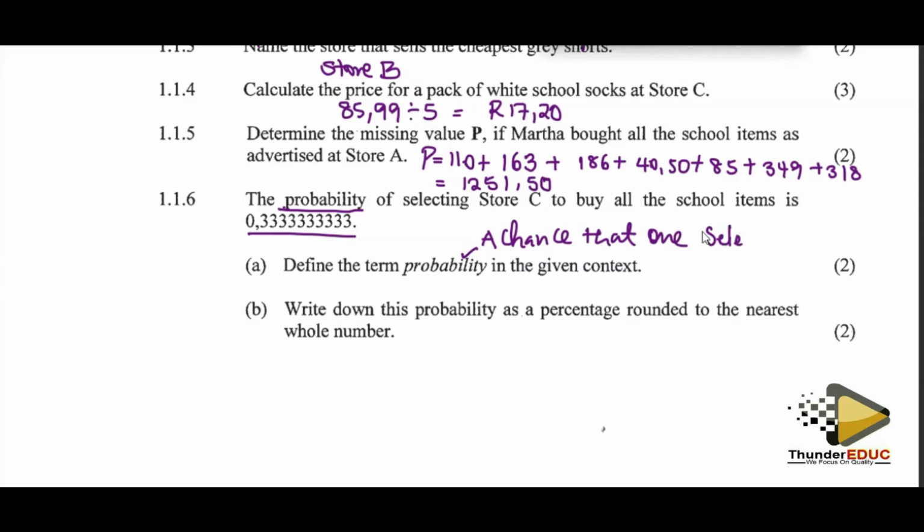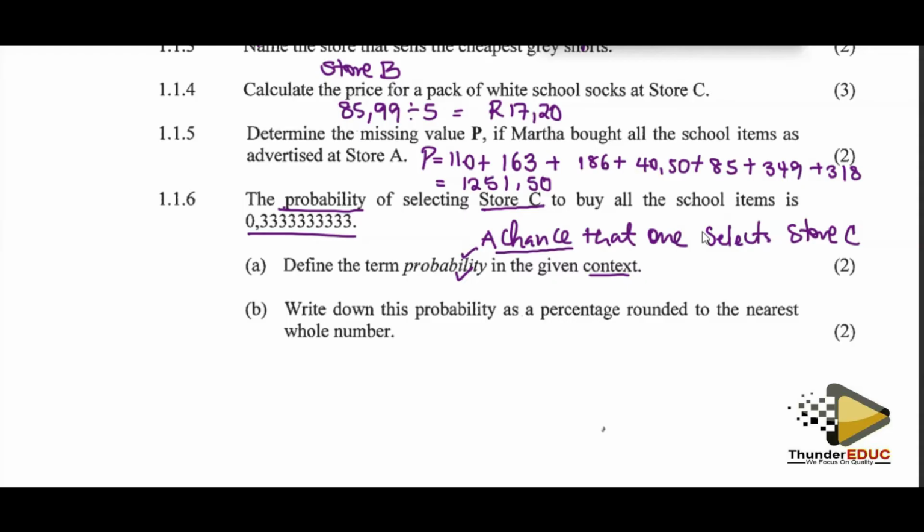Or someone selects store B. Sorry, store C. We are looking for this. Now, they talked of a chance for probability. Then given context, in this context, you're choosing C. So what's the chance that you select store C in this context? But if they ask you what the term probability means, you would only say it's a chance a given event happens.